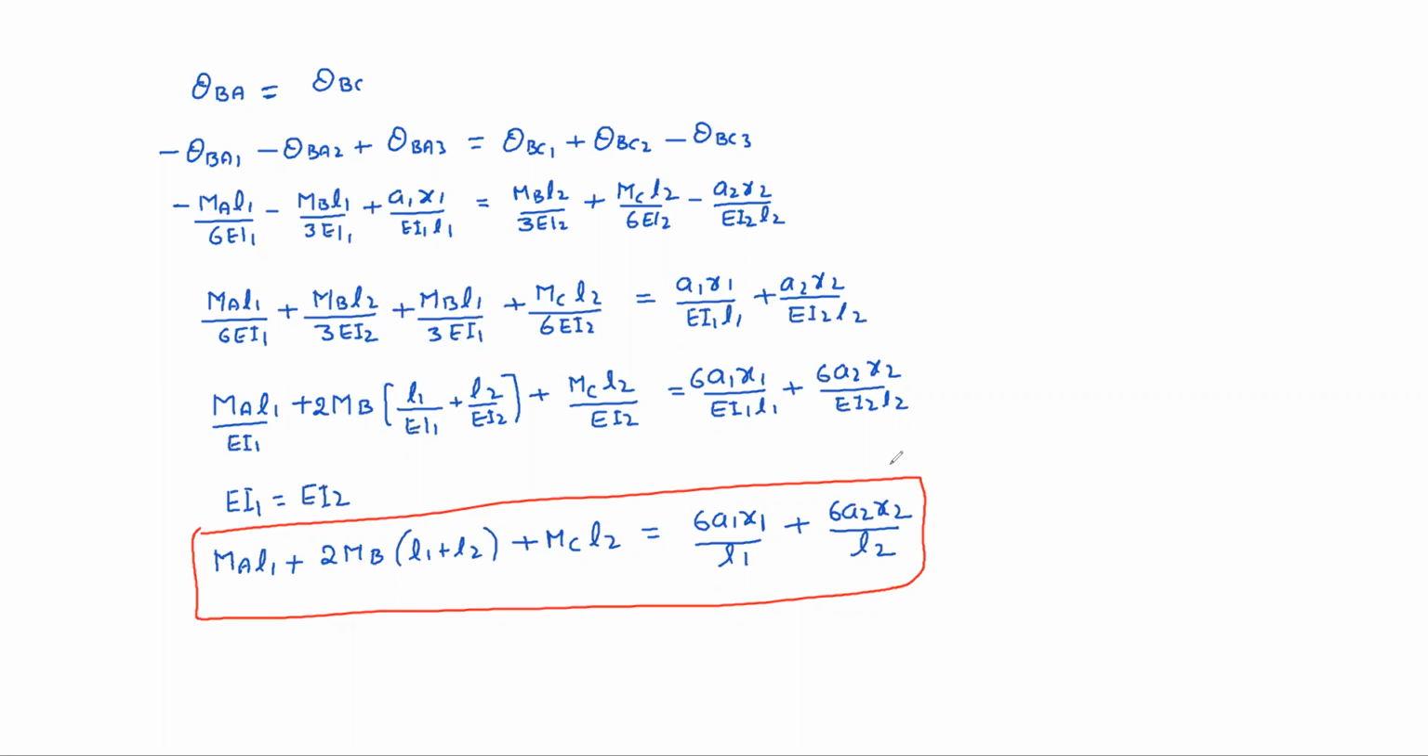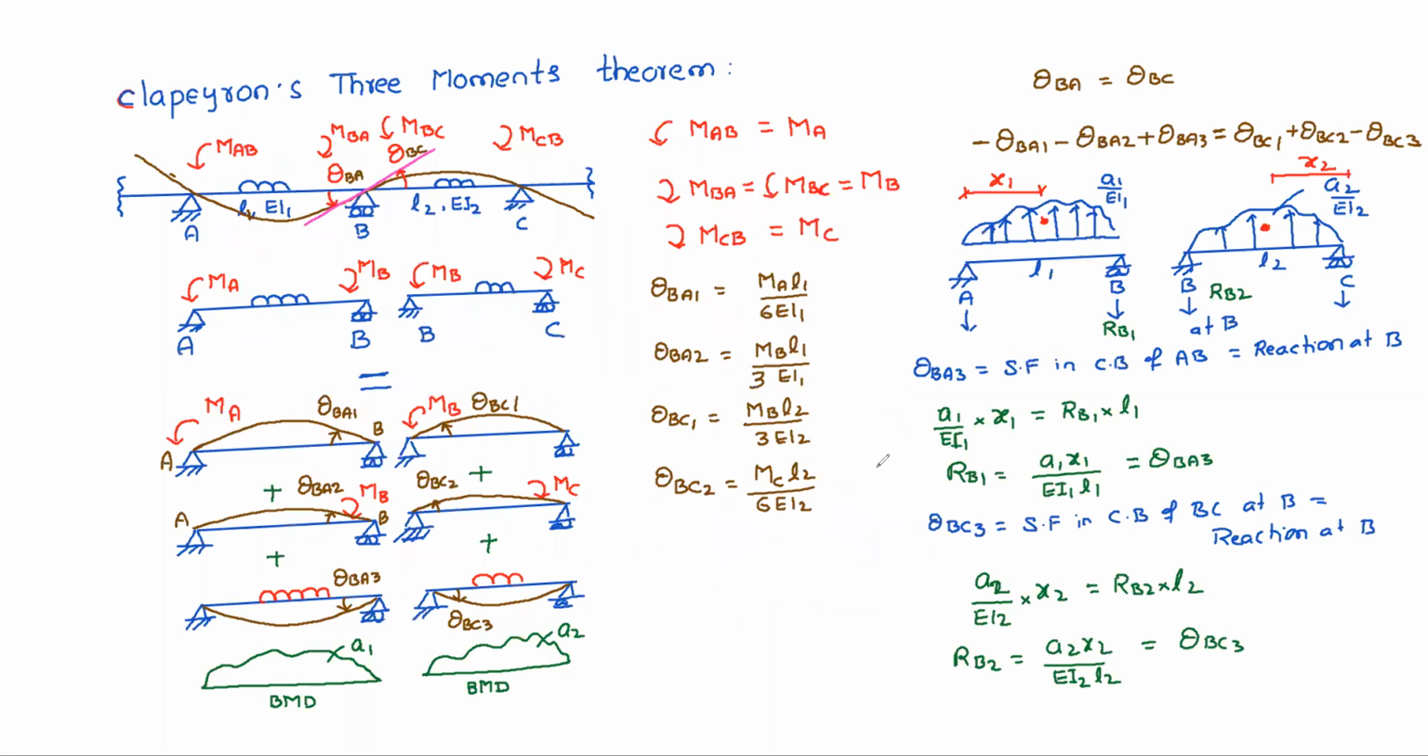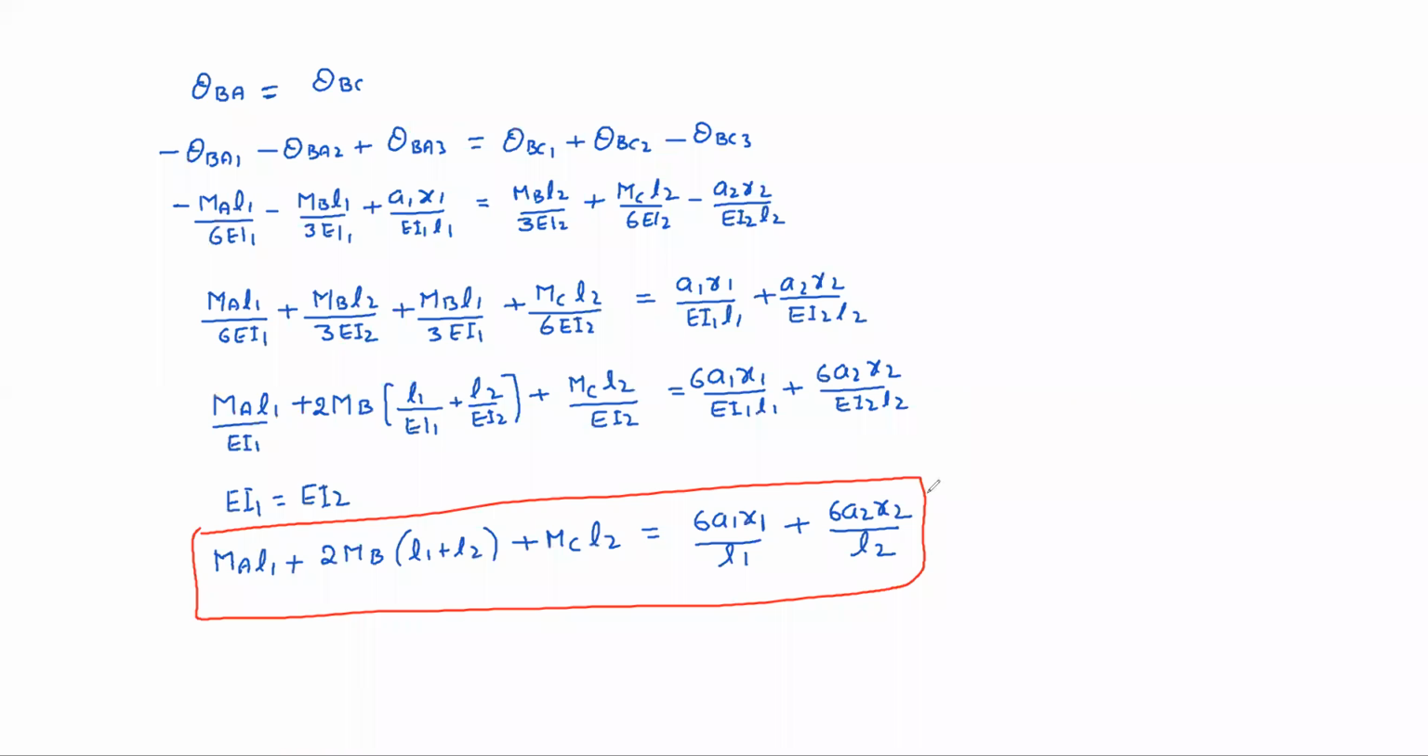So theta BA equal to theta BC. Just by substituting all these values here, theta BA1, theta BA2, theta BC1, theta BC2, and theta BA3, theta BC3, finally we get this relation: MA L1 plus 2 MB (L1 plus L2) plus MC L2 equal to 6 A1 X1 by L1 plus 6 A2 X2 by L2.